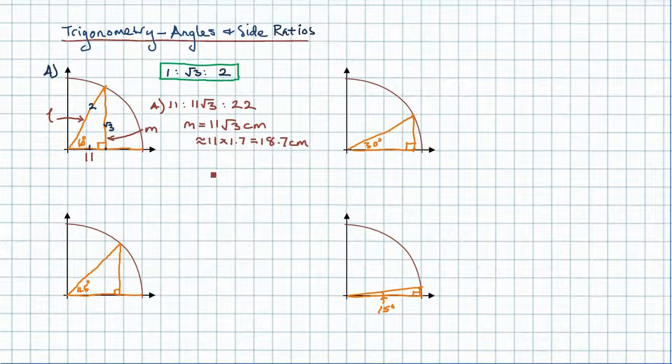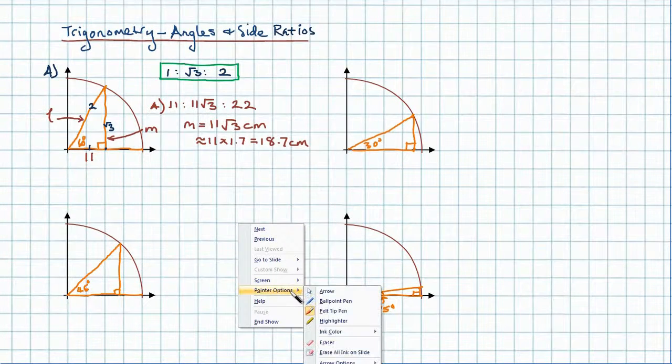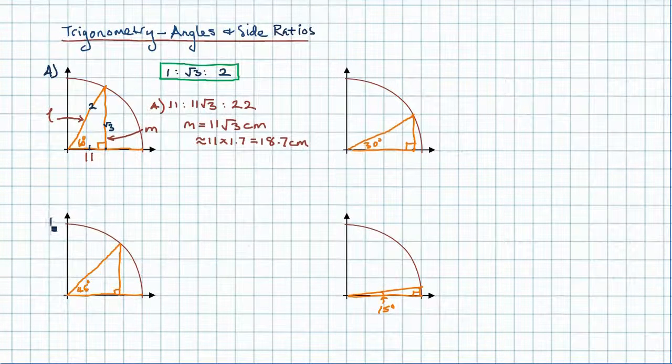Okay, let's move on then to our 45-degree triangle. So B, it's going to be our 45-degree triangle. What are the proportions of sides here? Well, again, fairly easy to work out using Pythagoras, so you don't really need to memorize it, but it's a good idea if you do.